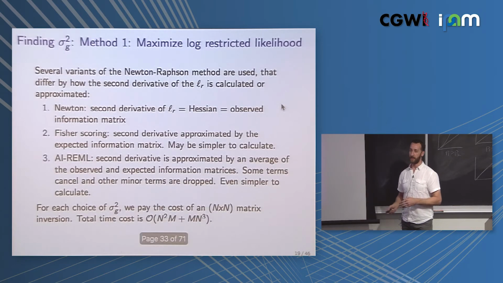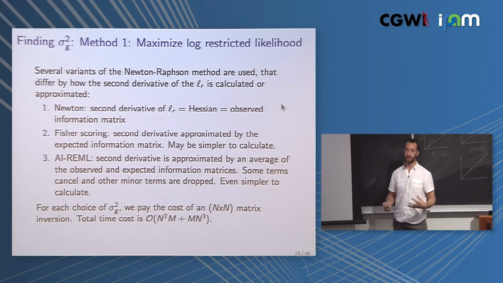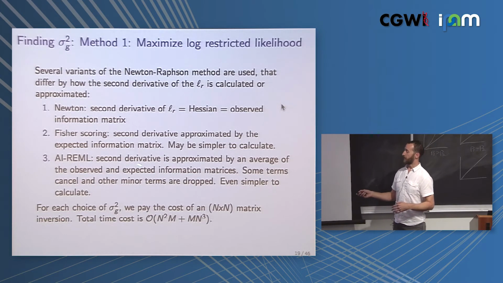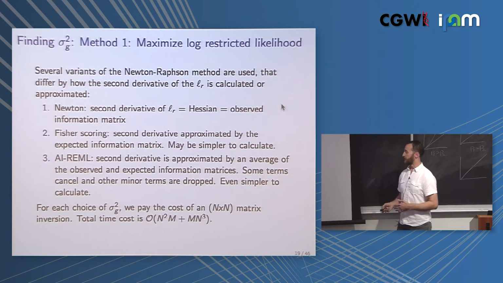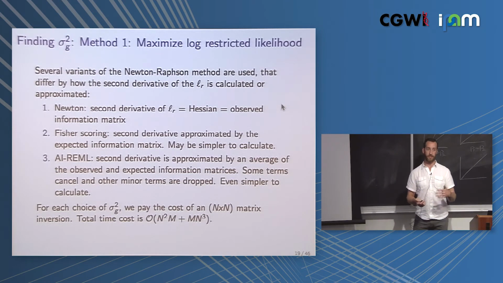What's done in practice is to use a second derivative to move there faster, so we pay even fewer of these matrix inversion penalties. And so if you see this AI REML coming up, it's a way to take an average of two different types of estimates of the second derivative. And this is what's implemented in a lot of different packages for doing linear mixed models, like, for example, GCTA.